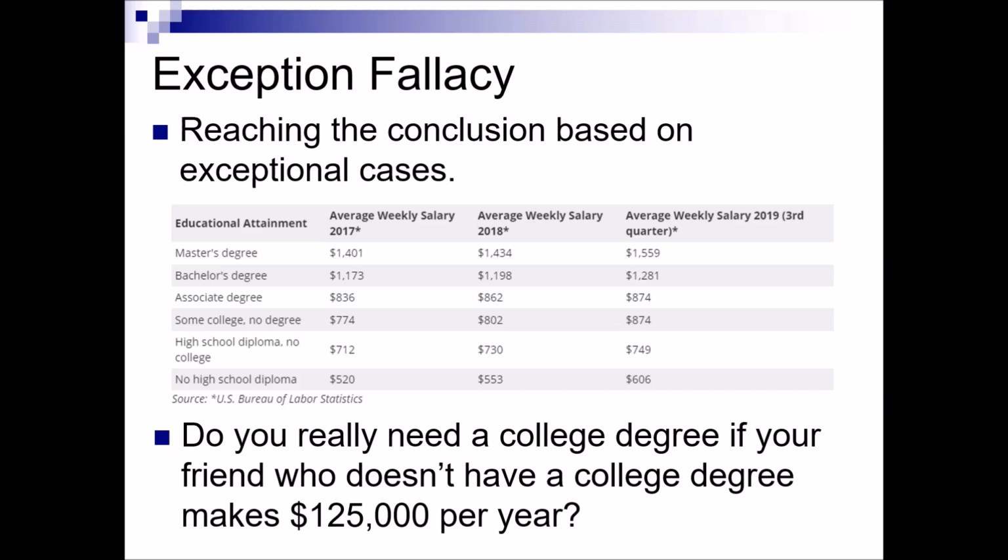for someone with a master's, bachelor's, associate's degree, some college, no college, high school, and no high school diploma. Do you really need a college degree if your friend who doesn't have a college degree makes $125,000 a year? What are you basically saying about this friend? They are the exception. The average person who doesn't have a college degree, we're looking at here, they make less than that, but they're just the exception. So we can look at a normal distribution of people here, and they just got a really high Z-score.